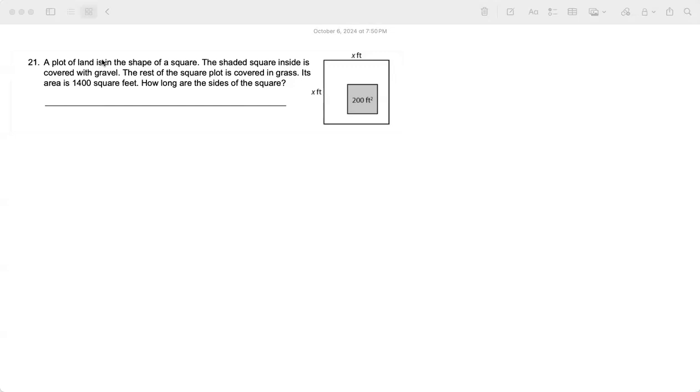A plot is in the shape of a square. The shaded square inside is covered with gravel. The rest of the plot is 1,400 square feet. How long are the sides of the square? Not a hard one, but try.